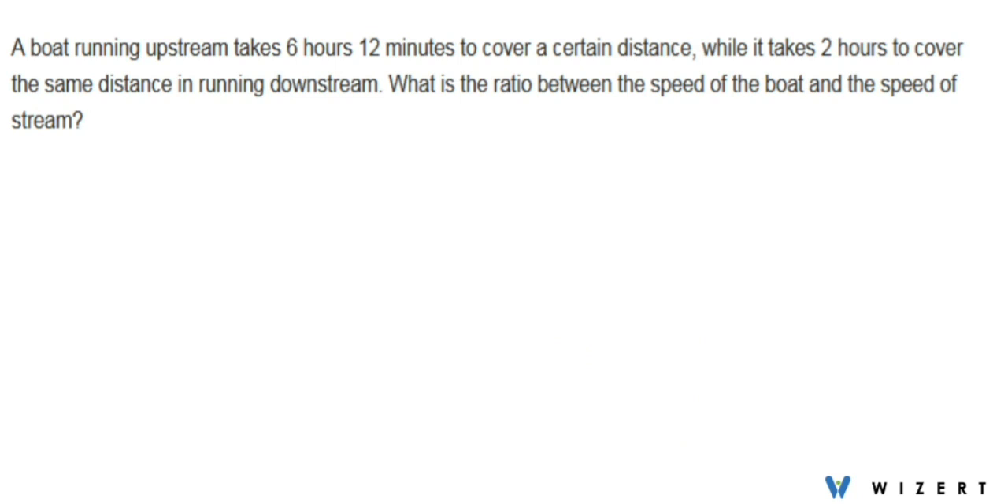A boat running upstream takes 6 hours 12 minutes to cover a certain distance while it takes 2 hours to cover the same distance in running downstream. So what is the ratio between the speed of boat and the speed of stream?